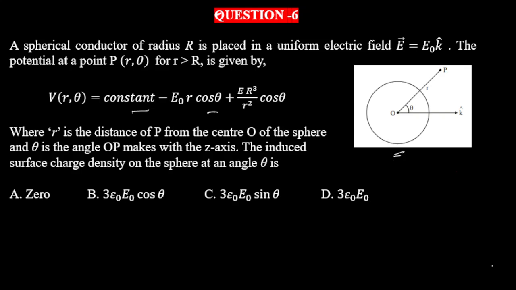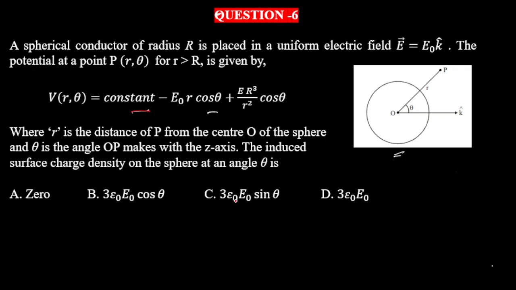Here is question number 6. A conducting sphere of radius r is placed in a uniform electric field E equals E naught k cap. The potential at point P is given by this, where r is the distance of point P from the center of the sphere and OP makes an angle theta with the z-axis. We have to calculate the induced surface charge density on the sphere at an angle theta.